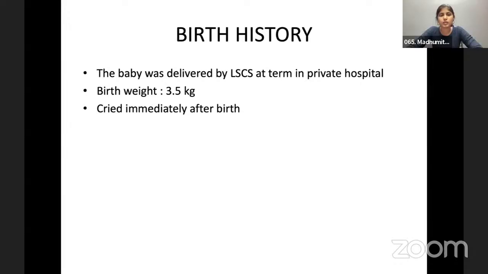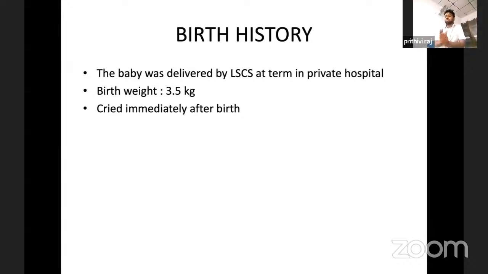Birth history, the baby was delivered by LSCS at term in a private hospital. Birth weight is 3.5 kg. Cried immediately after birth. Whenever you write LSCS, always ask the indication. You have to write the indication. This is very important, though not for this case.